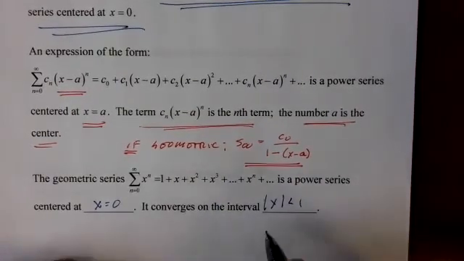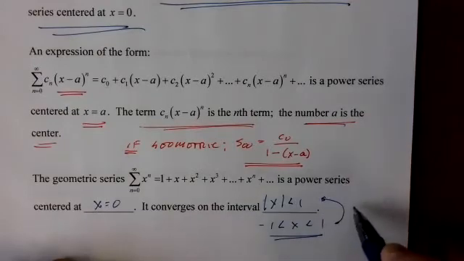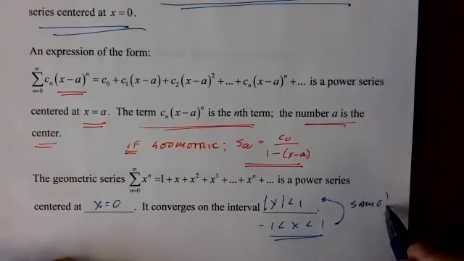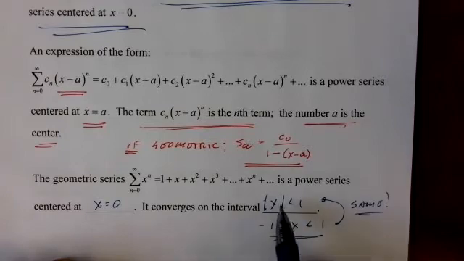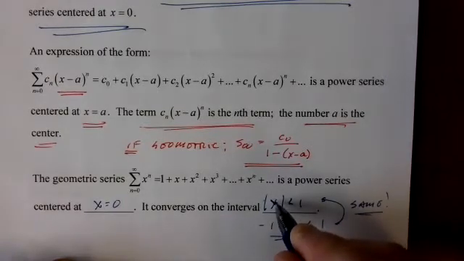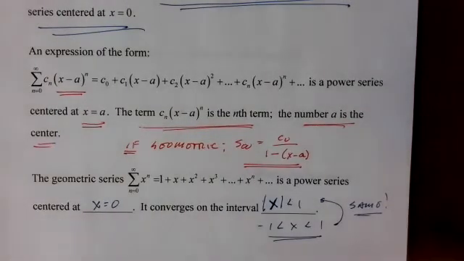This freaked me out the first time because I'm like, yeah, I understand this. Between -1 and 1. What does this mean? These are the same thing. If it helps you, write it as this. This is the way we're going to do it going forward. It's kind of slick.